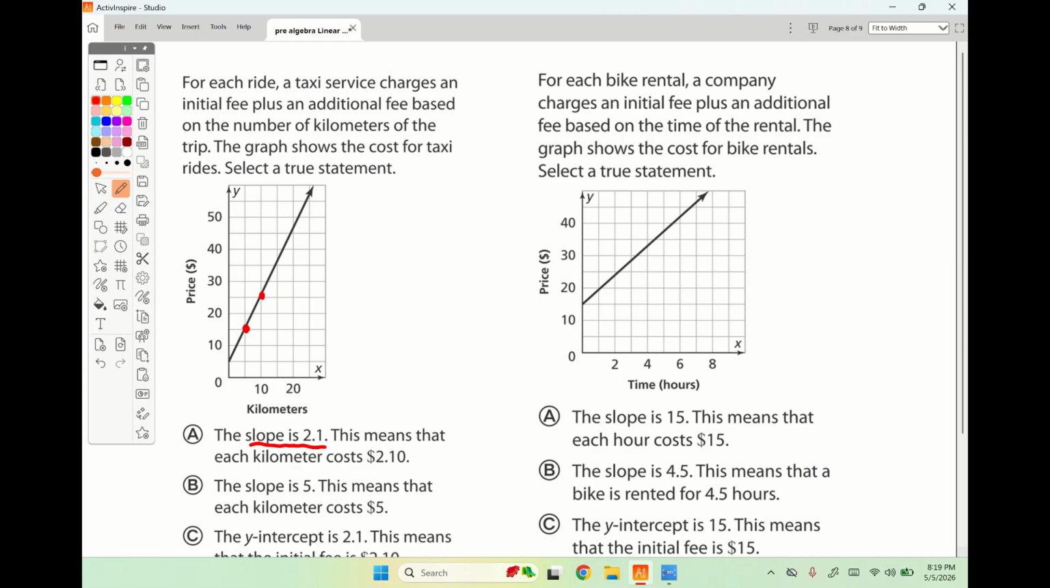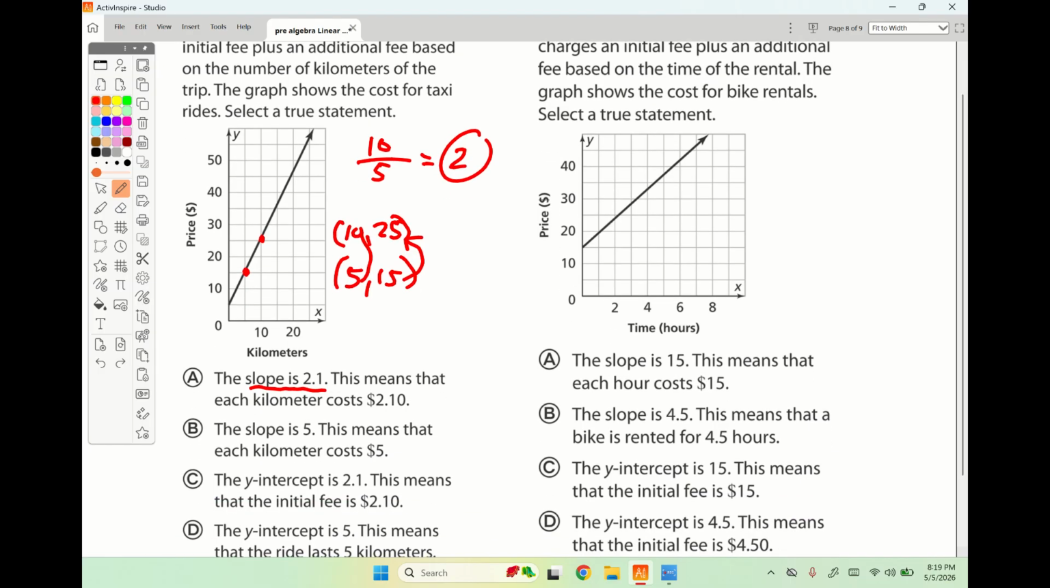So let's see which one's worded correctly. The slope means that each kilometer costs $2.10. That is correct. Let's see why the last one is wrong. This means that the ride lasts 5 kilometers. That's not true because this line goes on forever. So the one that's true is this one. Simple common sense, but make sure you read it because a lot of these answers look the same.